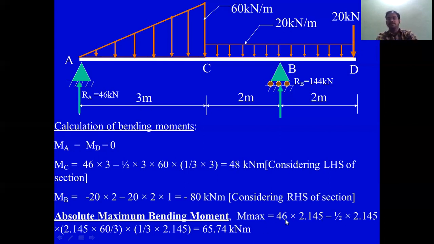So we need to be very careful while solving this one. Again and again we use the same formula for bending moments. So be careful.